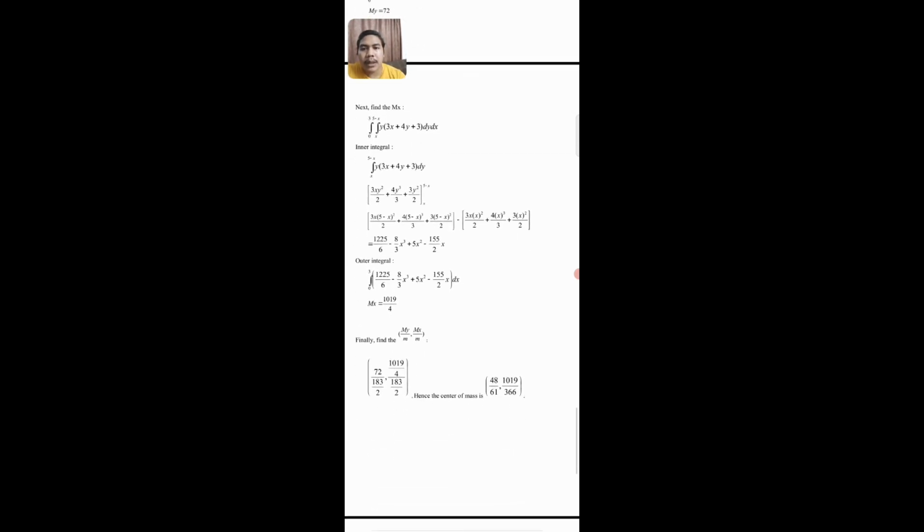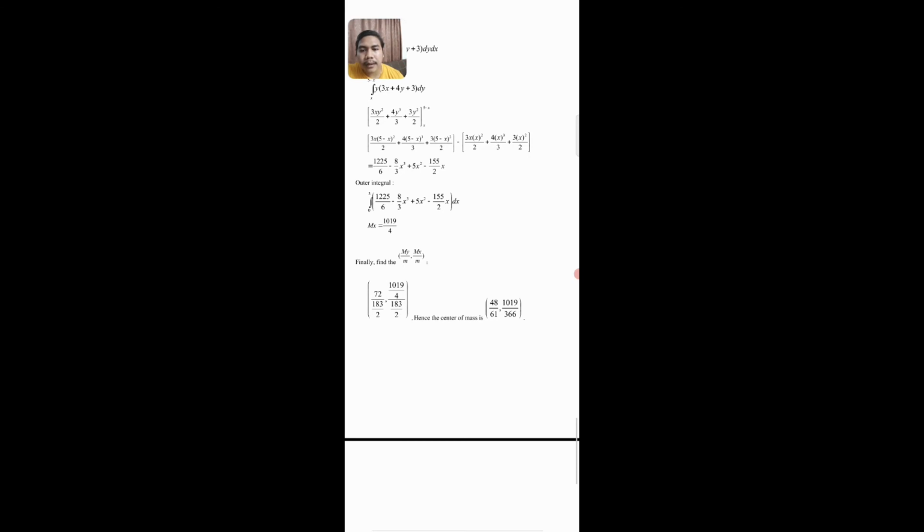Next, we find mx. Double integral with the same limits, but we have to put y in front of the function, dy dx. So the inner integral is with lower limit x and upper limit 5 minus x. We integrate the function, we get 3xy squared over 2 plus 4y cubed divided by 3 plus 3y squared divided by 2, and we plug in the lower limit and upper limit values into the function, and we get 1225 divided by 6 minus 8 divided by 3 x cubed plus 5x squared minus 155 divided by 2 x. The value that we get, we put into our outer integral, with lower limit 0 and upper limit 3, and then we get the answer for mx, which is 1019 divided by 4.